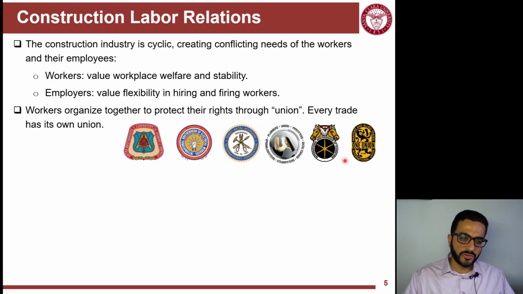So it's more like a social network that supports worker rights, and brotherhood is just a reflection of that commitment from the worker to the union.